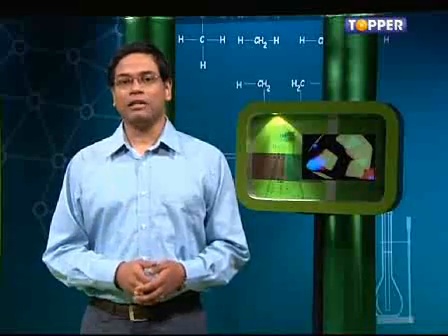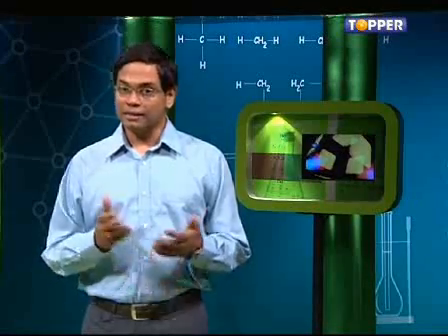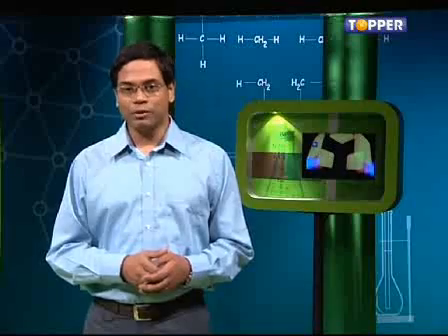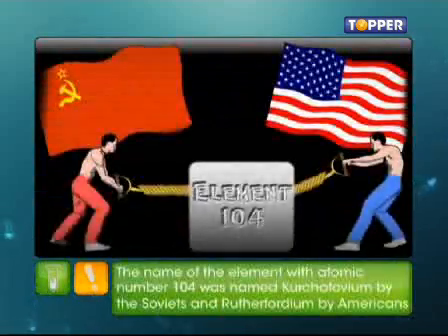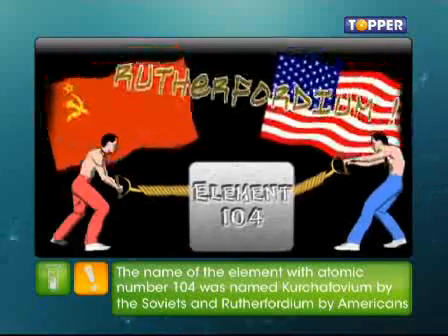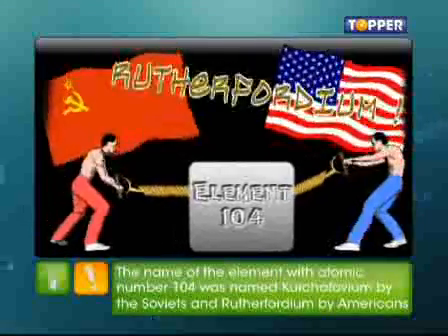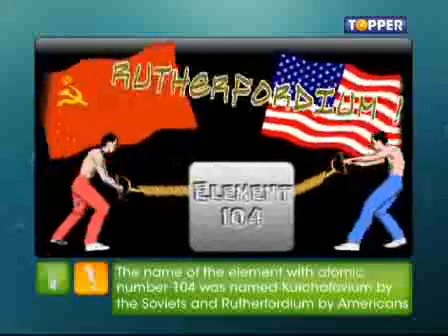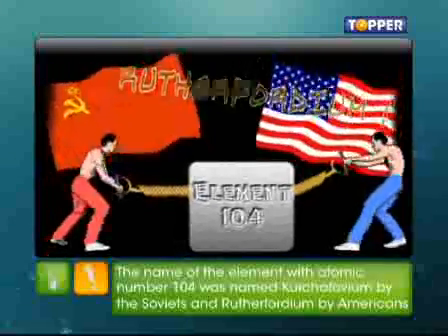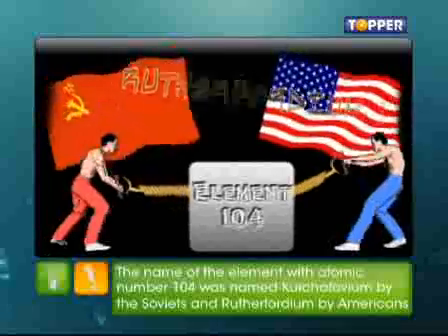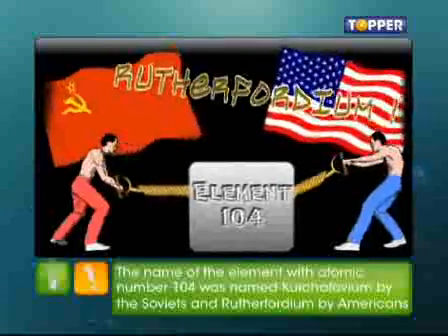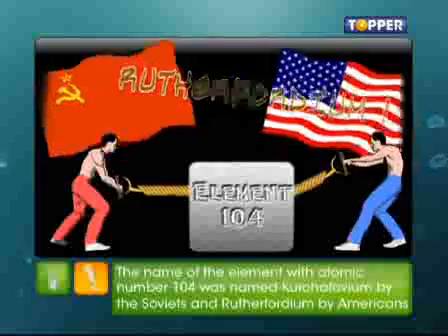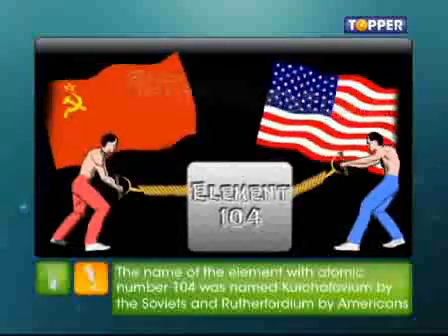Certain scientists were so eager to stake claim on newly discovered elements that they declared their results without supporting them with reliable data. One such controversy occurred in the mid-1960s with a newly discovered element having the atomic number 104. Both the Soviets and the Americans claimed to have discovered it first. While the Soviets named it Kurchatovium, the Americans called it Rutherfordium.